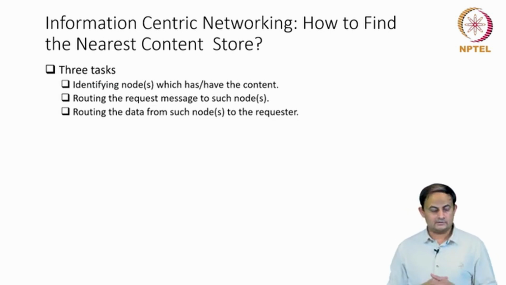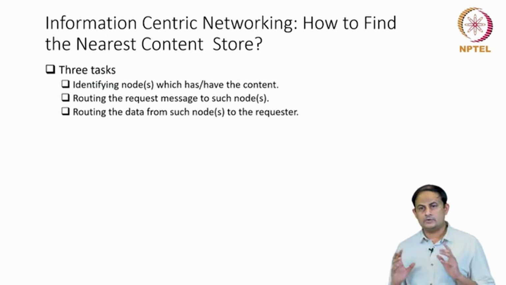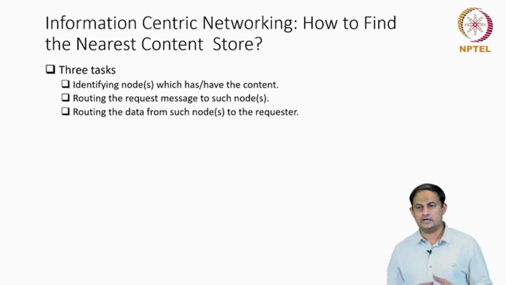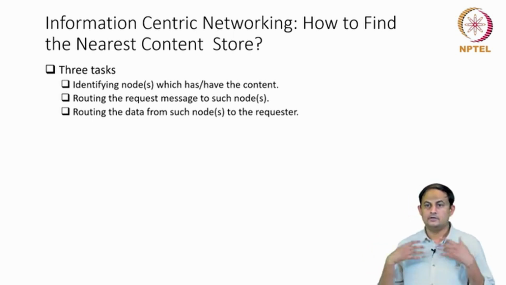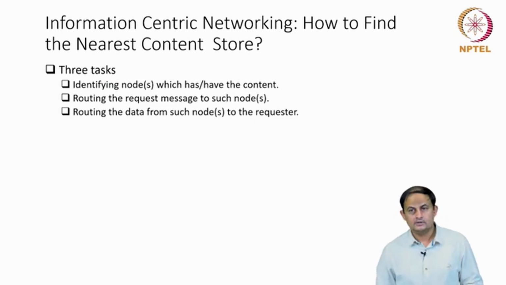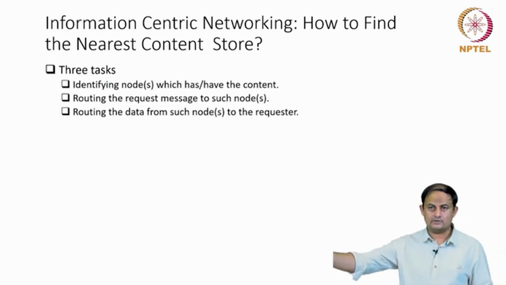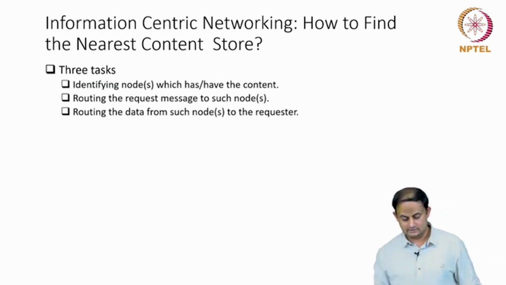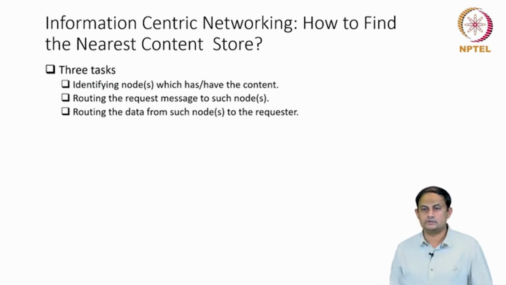So, this actually boils down to three sub problems. One is, first of all, you need to identify the nodes which actually have the content. Node in the sense the routers in the ICN network having a particular content which is required right now. And you make a request to that particular router or node to bring the content to your own place, to this router, and then forward it to the intended requester in the first place. So, these are the key tasks that we want to win.